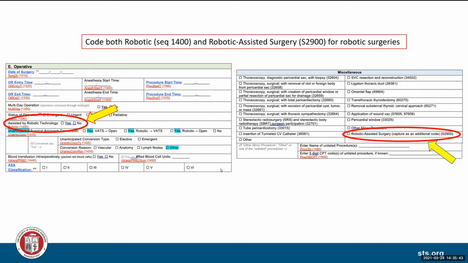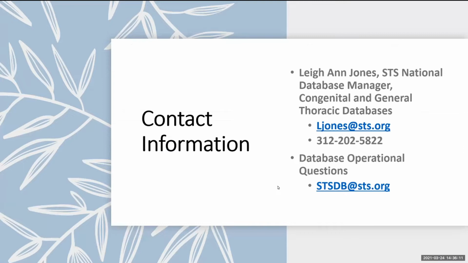Next slide is the robotic sequence 1400 and the robotic assisted surgery S2900. This robotic assisted by robotic technology is under the operative section, and the robotic assisted surgery we added as an additional procedure code S2900. Both are DB coded for robotic surgeries. And that will be included in the training manual. That's what I had for updates, and now I'm going to share my screen if that's okay, Leanne.